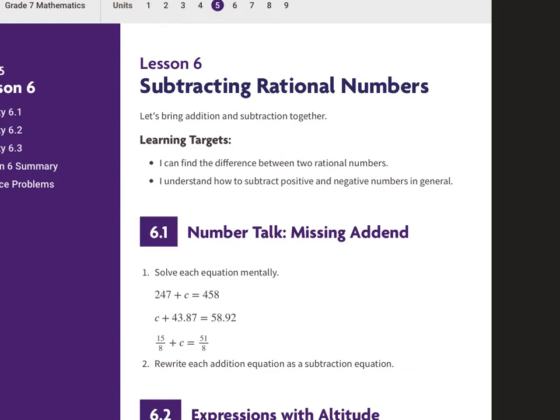All right, here we are at lesson number 6. We're on page 53, subtracting rational numbers. Remember, rational numbers are any number that we can write as a fraction. Some decimals are rational numbers, but not all of them.